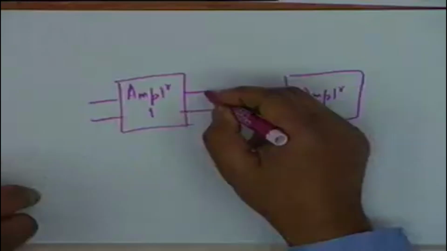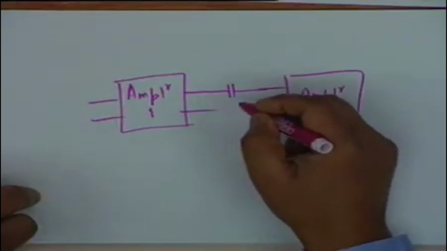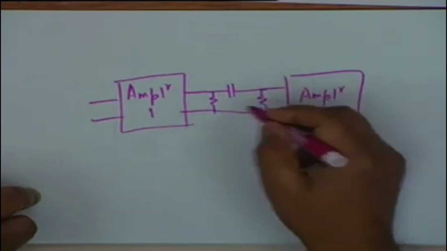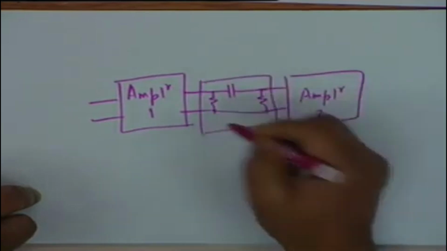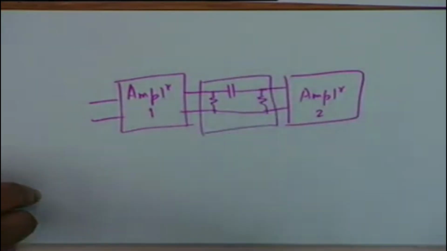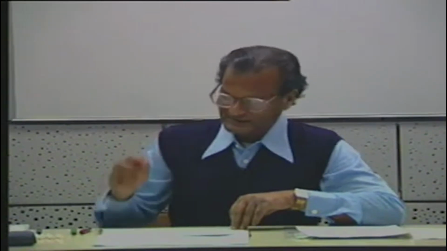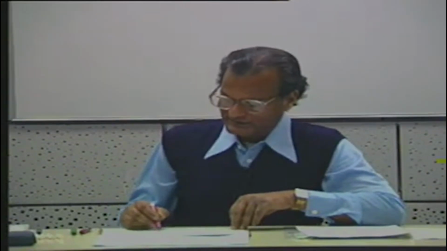So what one does is one uses a capacitor, and this is the amplifier output and this is the amplifier input. So this CRC network or RCR network is being used as a coupling network, all right. There are also situations where you use a matching network, an impedance matching network.